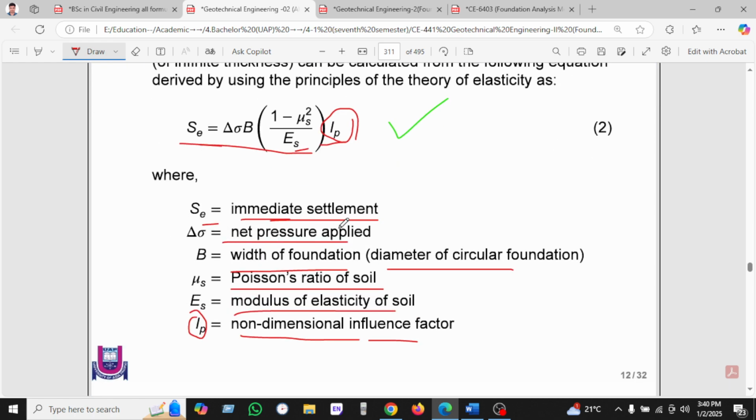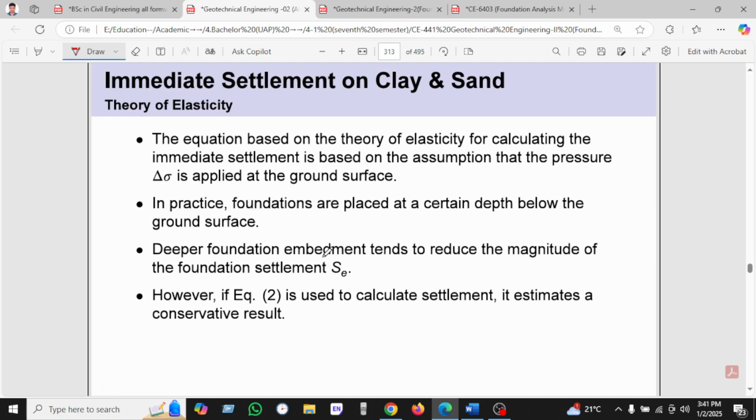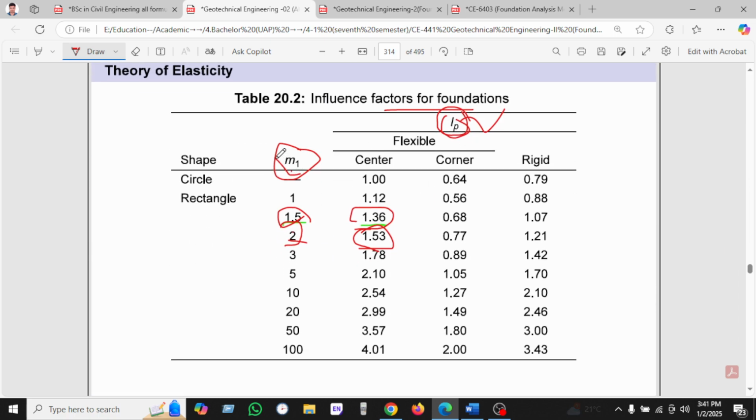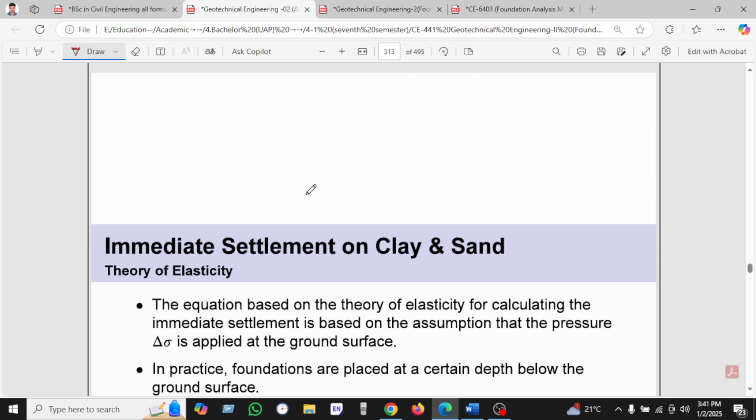We can see here this immediate settlement. Sigma naught is the net applied pressure, B is the width of the foundation, with Poisson's ratio, the modulus of elasticity, and IP is a non-dimensional influence factor. So how do we get the IP? IP is given by this equation: 1 into m1 ln of (1 plus root over m squared plus 1) divided by m, plus ln of (m plus root over m squared plus 1). What is m? m is the length of the footing divided by the width of the footing. This is the L over B. So in this way we find m, the ratio between the length of the footing and the width of the footing.